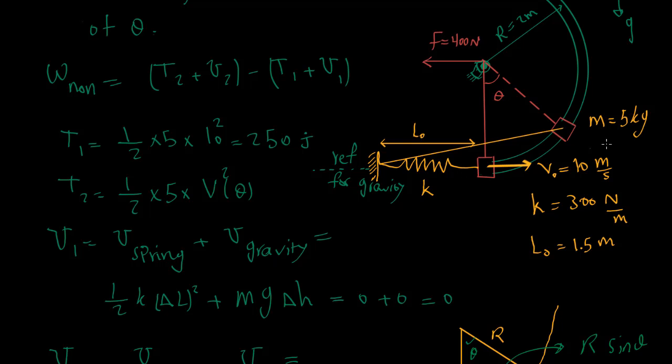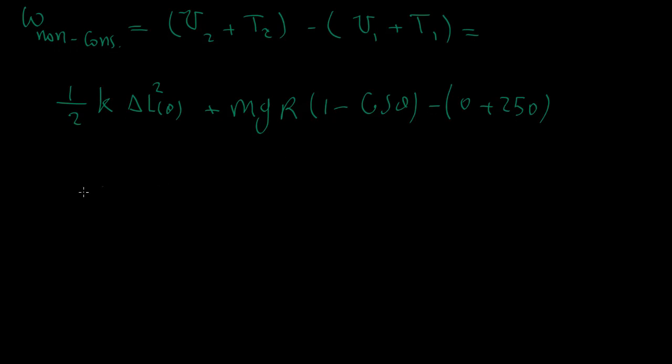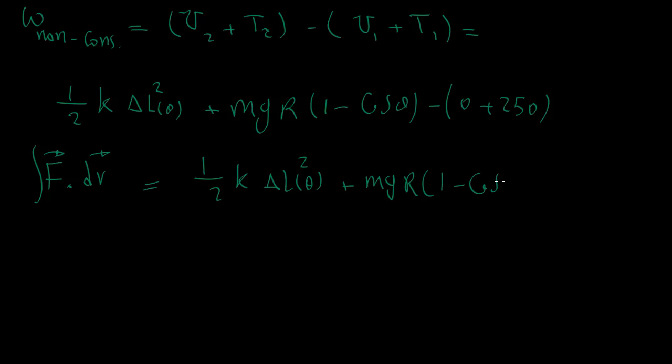When the force is normal to the displacement, the work of that force would be zero, because the work is like F dot dr, the dot product of the force and displacement. So here we would have F dot dr, which we integrate, equal to this quantity that we wrote down. Okay, so these are vector quantities. Delta L of theta squared plus mgr(1 minus cosine theta) minus 250. Because these two vectors are normal to each other, this would be 0.